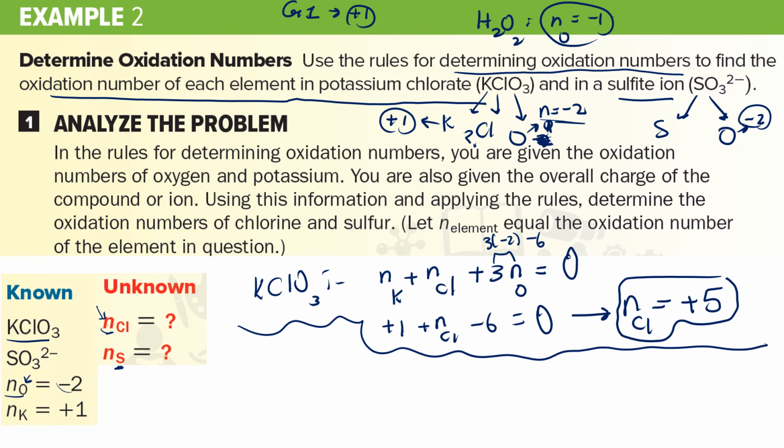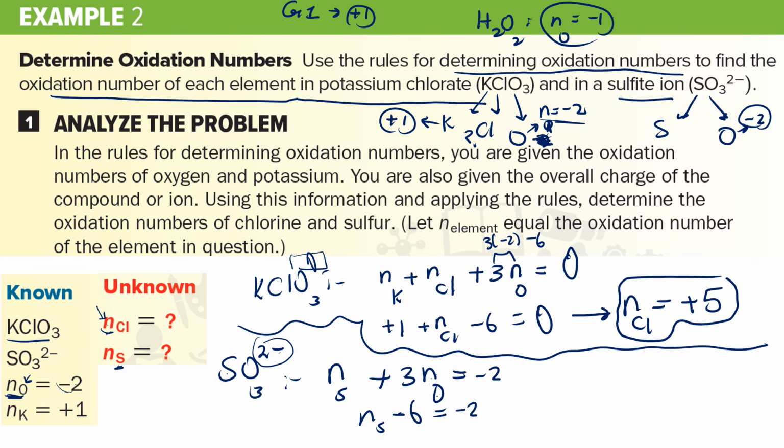Easy. Now let's go to SO3 2-. Again, the same thing. How many S do we have? One S, so NS plus 3 NO. It doesn't equal 0 now, no, because here there is a charge on top, it's -2. So NS plus 3 times -2, because NO is -2, meaning -6, equals -2. So NS will be +4.